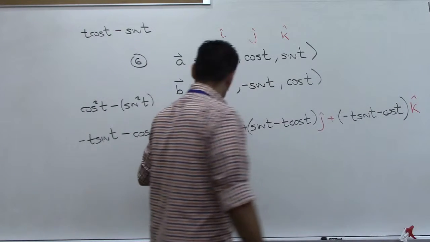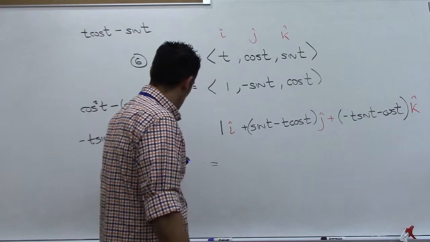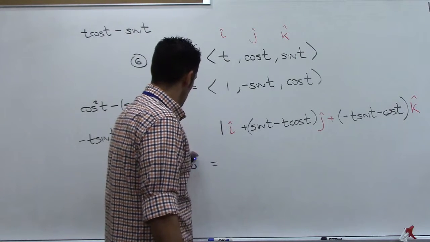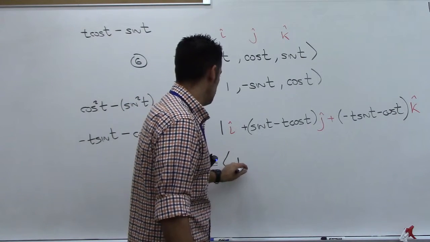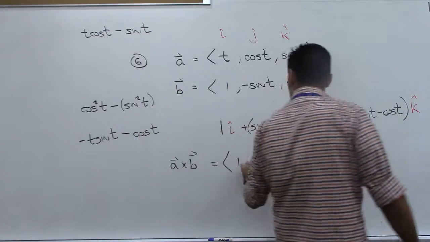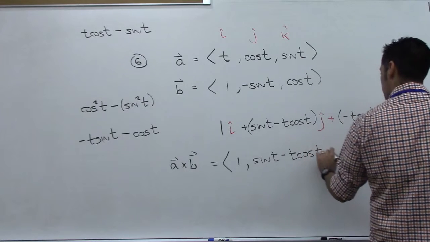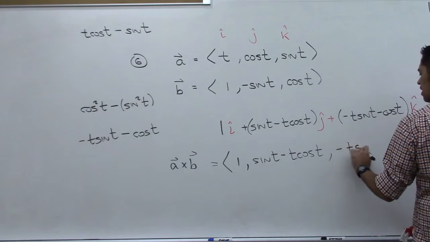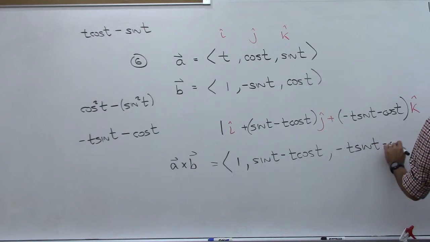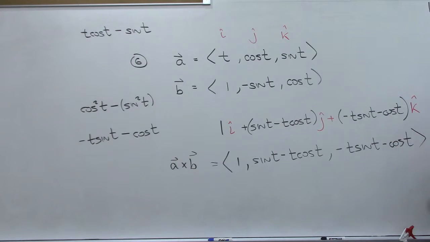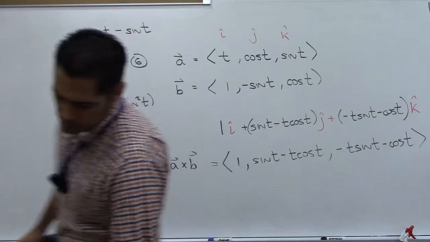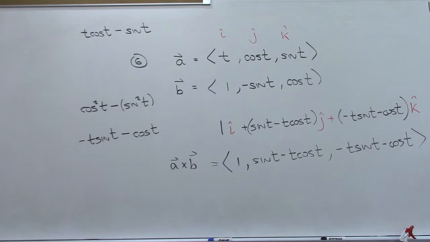So the vector A cross B is the vector 1, sine T minus T cosine T, and then minus T sine T minus cosine T. So that's number 6.